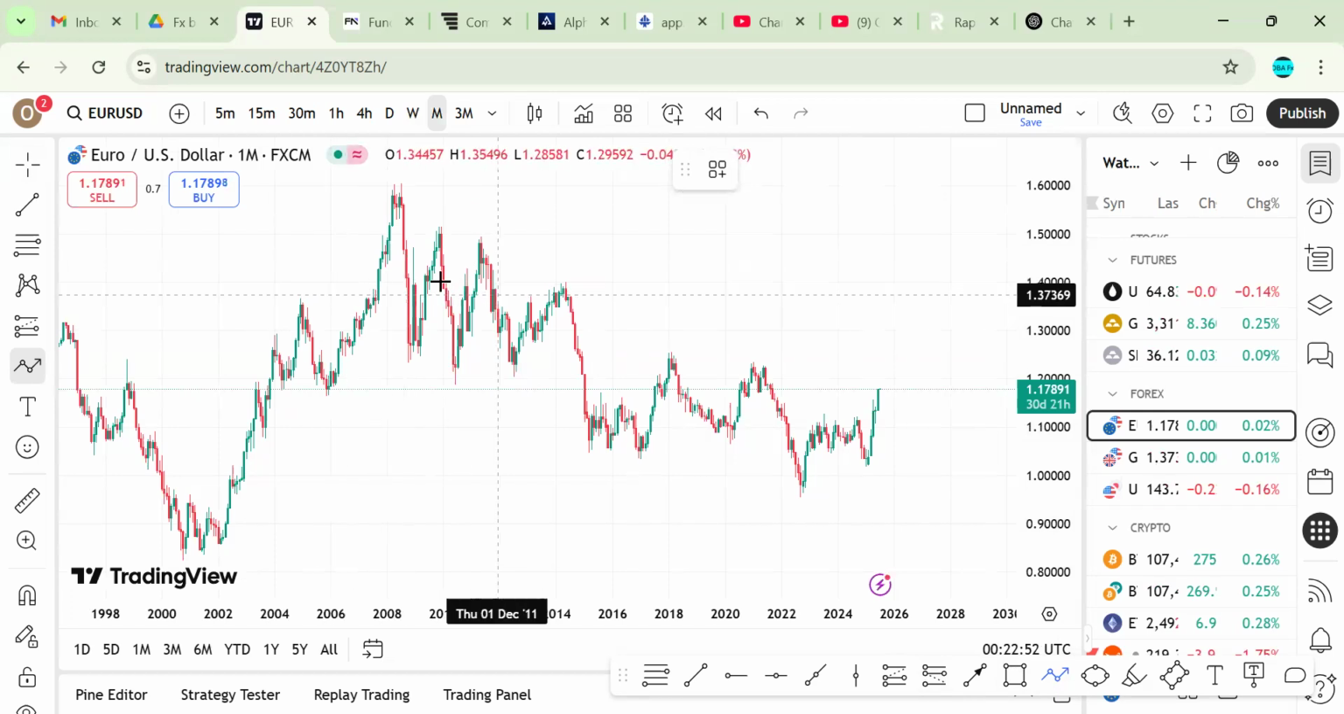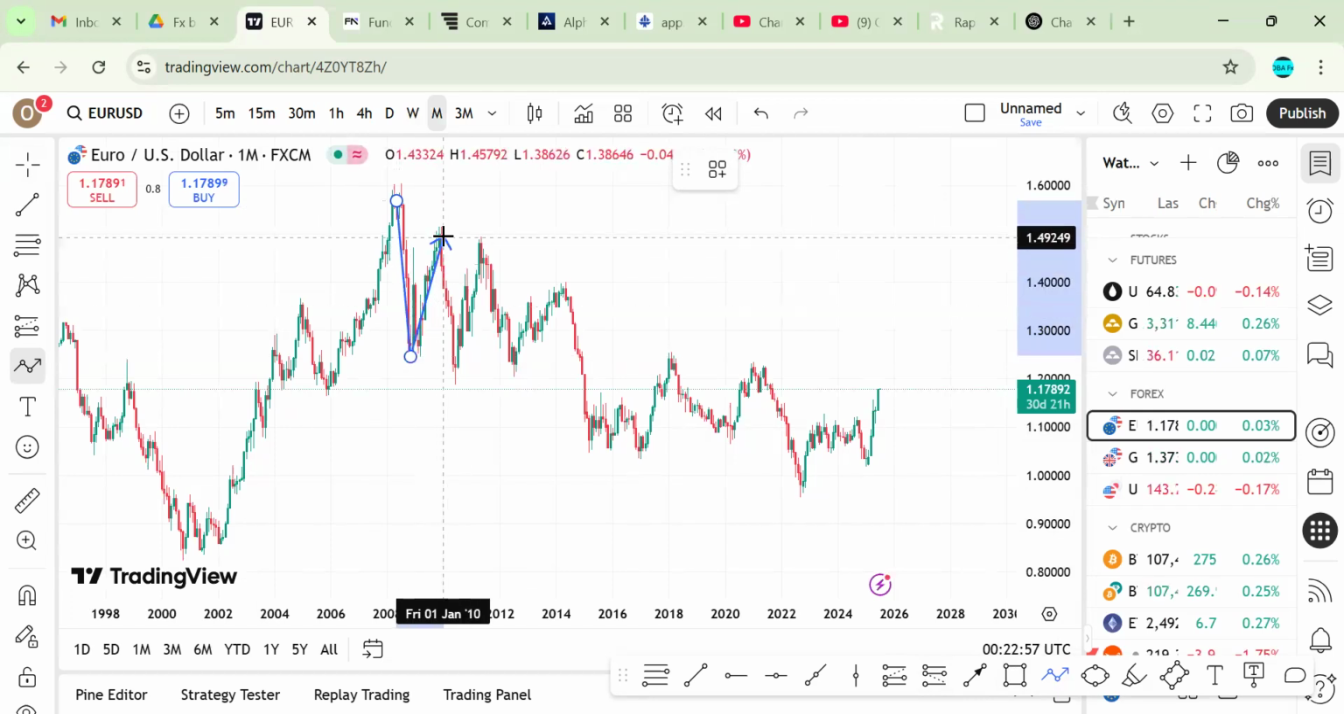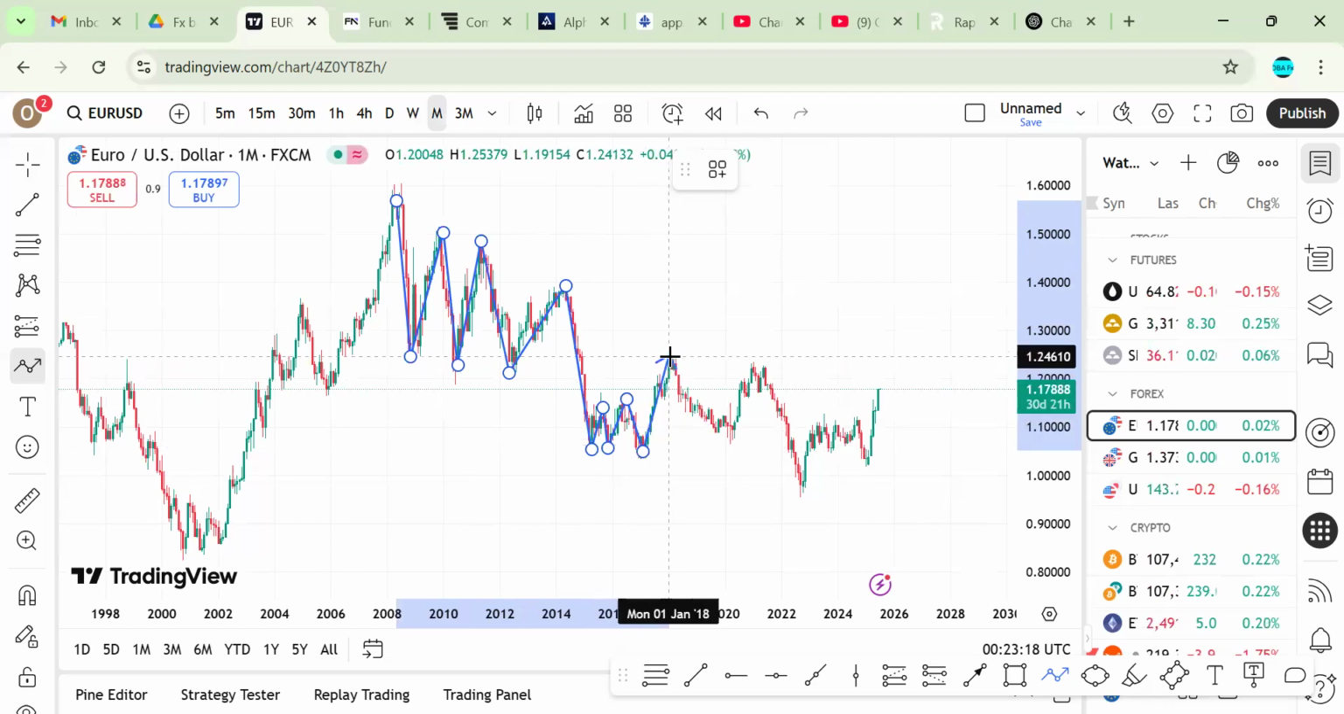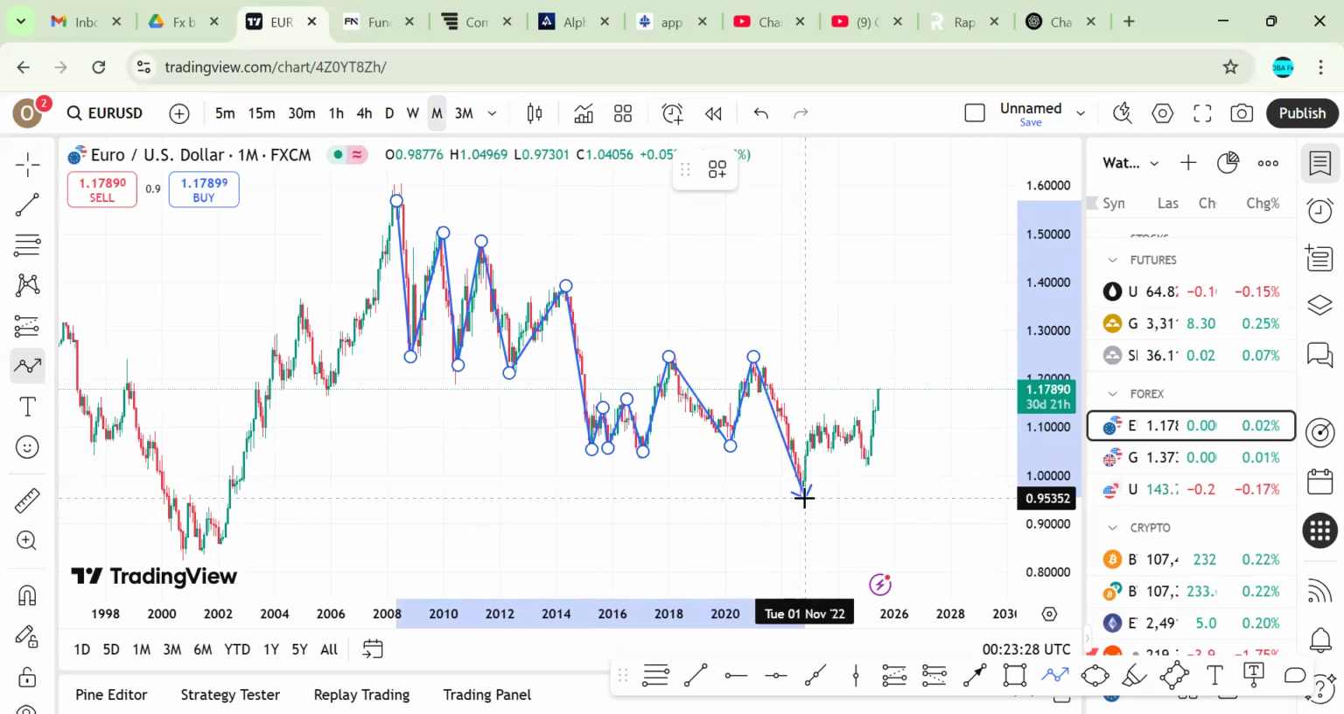in 2008, came down, made a lower high, gave a double bottom, a double top, a triple bottom, then made a lower high, a lower low. The market ranged a bit, then made a lower high. It tried to almost make a double bottom, double top, went ahead to give a lower high.